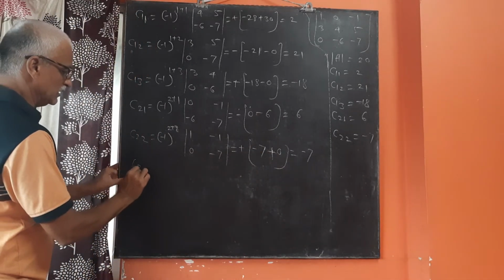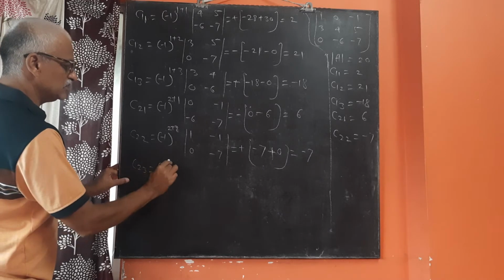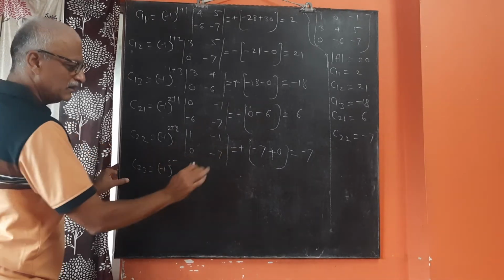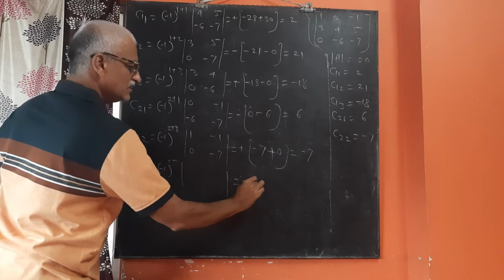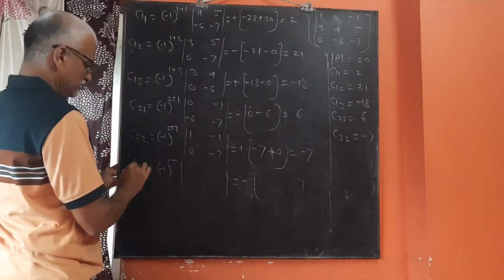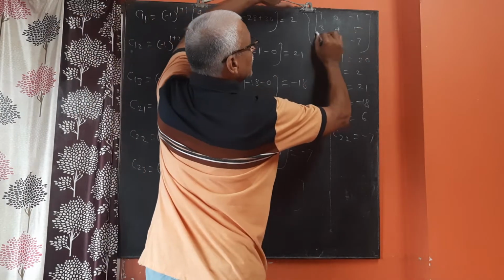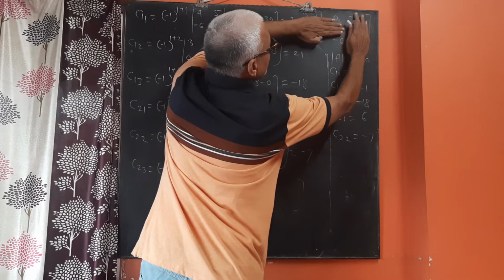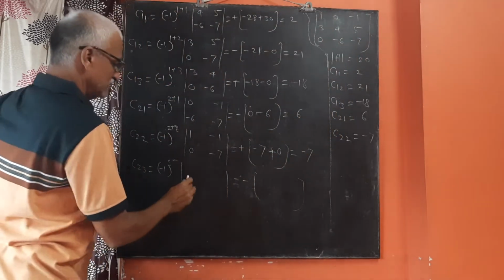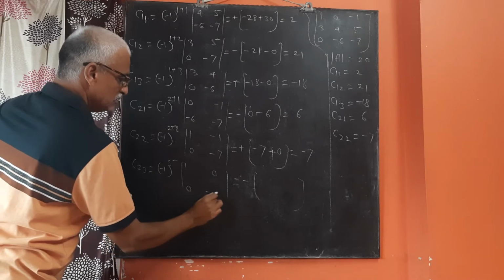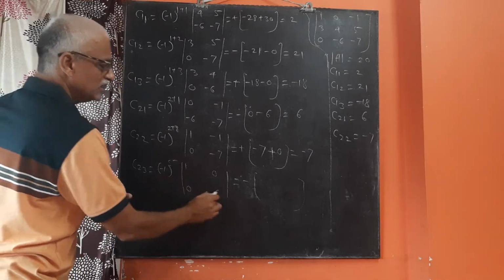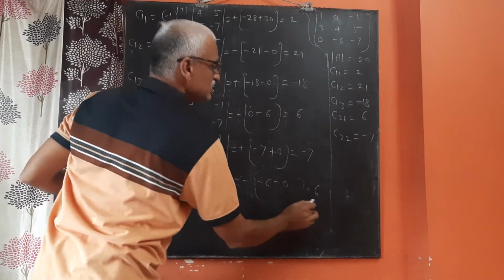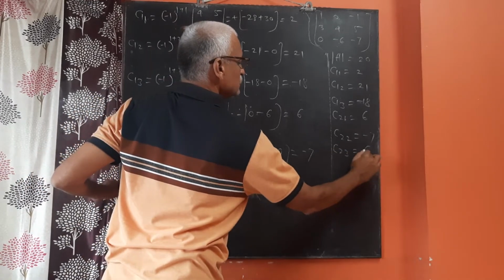Then C23 is equal to minus 1 raised to 2 plus 3, that is 5, an odd number, so the sign will be negative into the determinant of, minus of. Now 2 3 means this position is removed, so this row and this column go, and what remains is 1, 0, 0, minus 6. Now see the value: 1 into minus 6 is minus 6, this will be minus 0, minus of minus, that is equal to 6. So C23 is equal to 6.